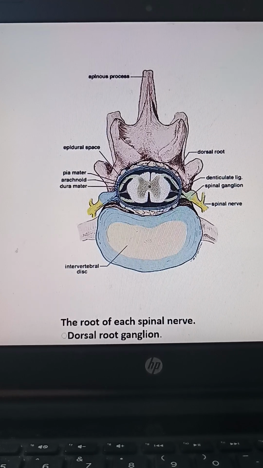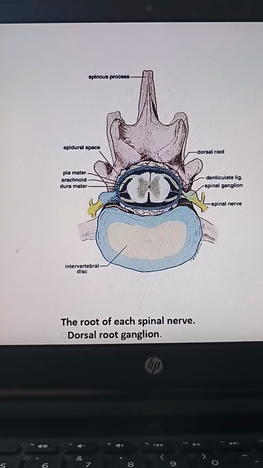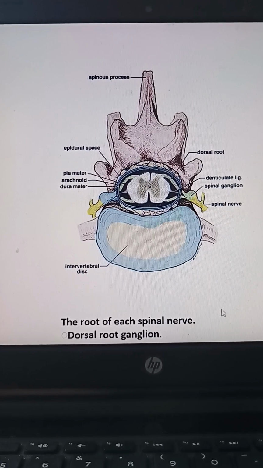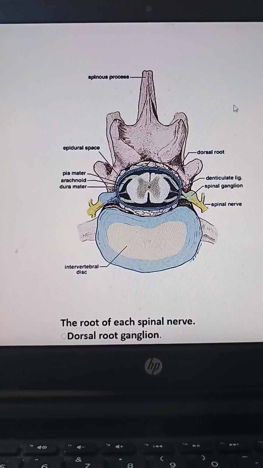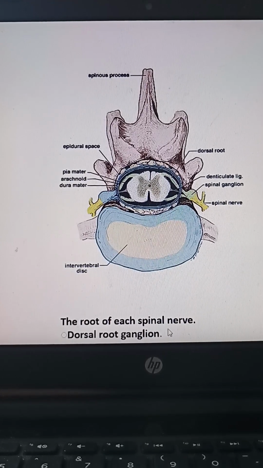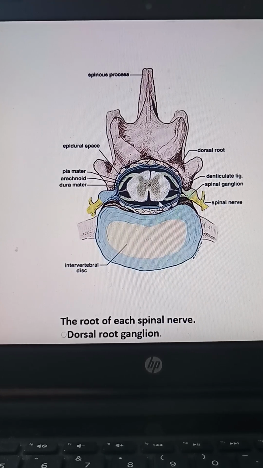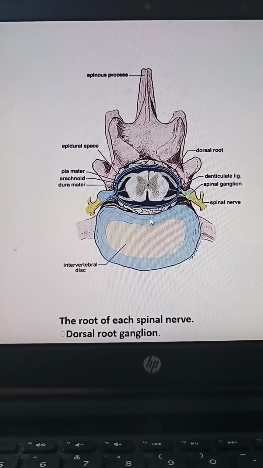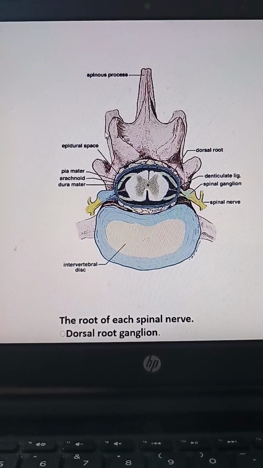The foramen mainly contains neurovascular structures. That means it will have a nerve, vein and artery. So let's first see the nerve. The nerve arising from the spinal cord is called a spinal nerve, which contains two roots, a ventral root and a dorsal root. The ventral root, of course, is seen anteriorly and the dorsal root posteriorly.